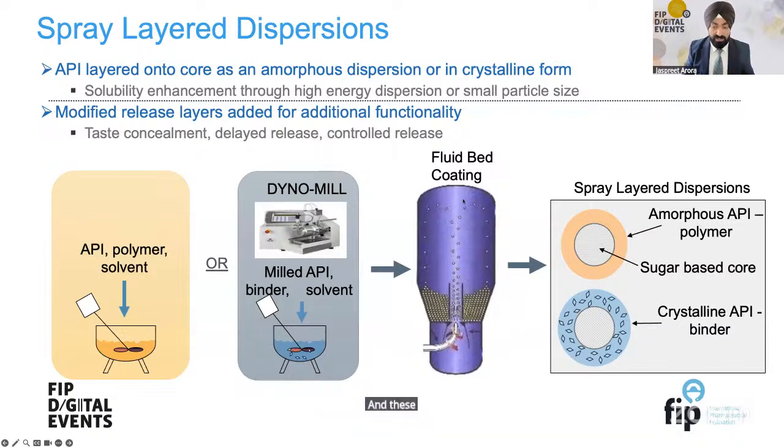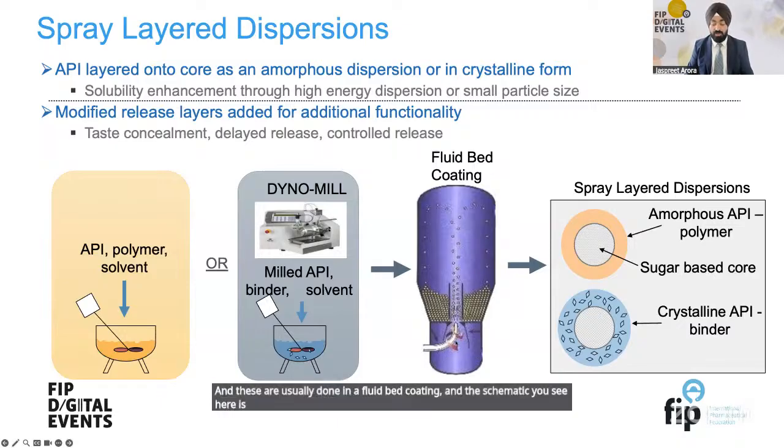And these are usually done in a fluid bed coating, and the schematic you see here is the Wurster coating from the bottom spray, which is a very precedented and scalable technique to create spray layer dispersions.